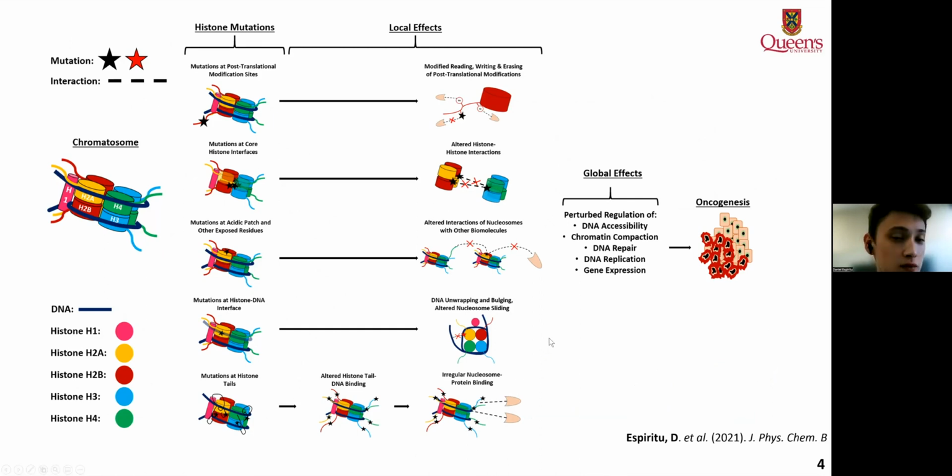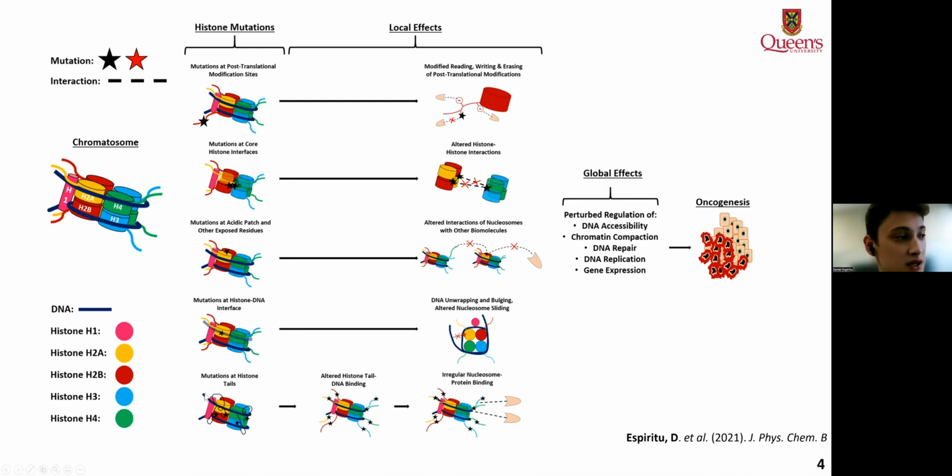So some of the ways that histone mutations can cause oncogenesis is they can occur at those aforementioned post-translational modification sites, leading to alterations in post-translational modification reading, writing, and erasing. They can occur at core histone interfaces. So this can lead to disruption of the nucleosome and its stability and dynamics. They can occur at highly conserved residues that are very important for facilitating interactions between histones and other proteins, leading to altered interactions, which could perturb a number of different functions. They can also occur at the histone DNA interface, potentially again leading to nucleosome destabilization.